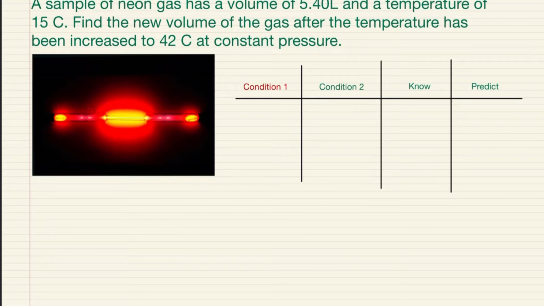So to do this problem, let's read it out. A sample of neon gas has a volume of 5.40 liters and a temperature of 15 degrees Celsius.